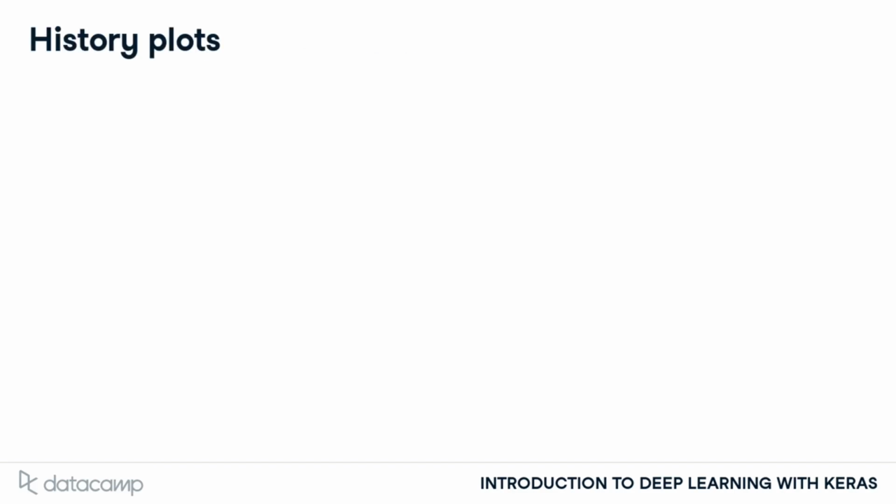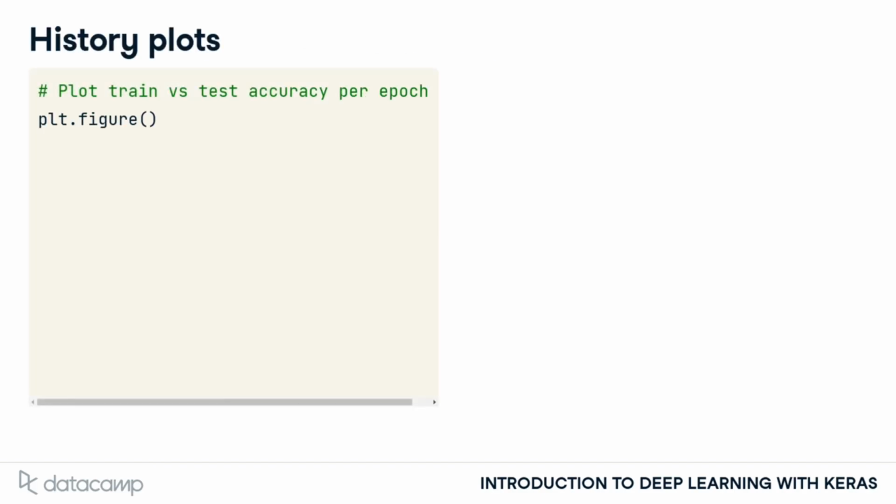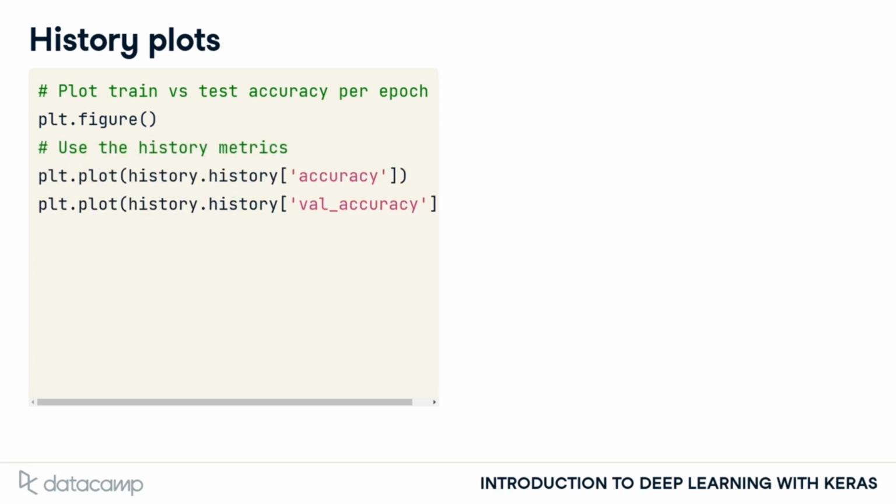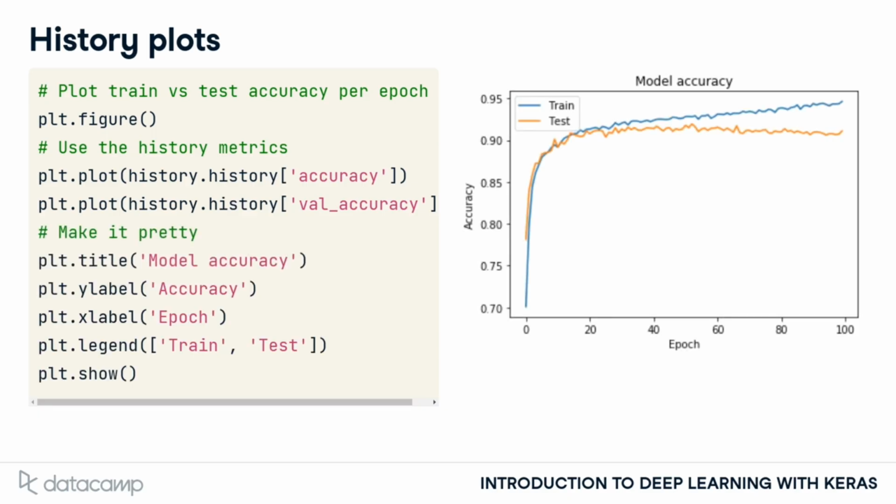You can compare training and validation metrics with a few matplotlib commands. We just need to define a figure, plot the values of the history attribute for the training accuracy and the validation accuracy. We can then make our graph prettier by adding a title, axis labels, and a legend.